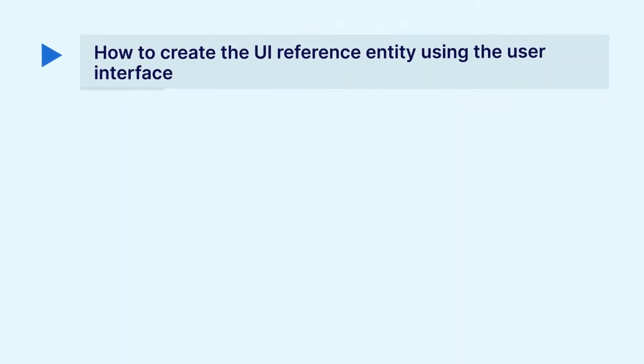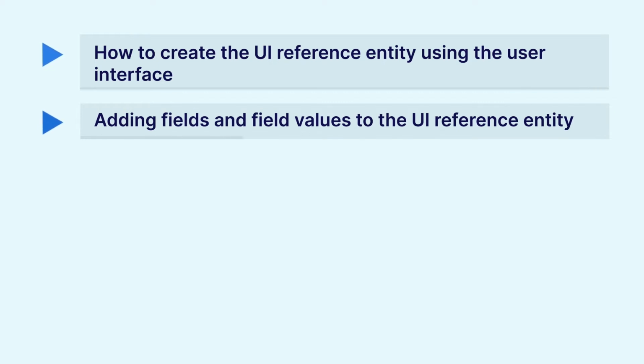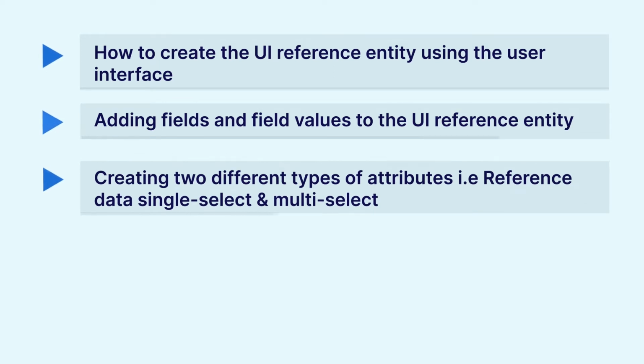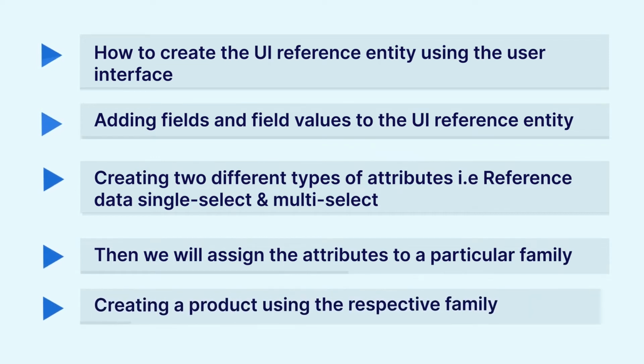So in today's video tutorial, what we'll be doing is we'll be initially creating the UI reference entity using the user interface there. Then we'll be adding fields to it, and then we'll be adding the field values to it. Apart from that, we'll also be creating two different types of attributes. One for the reference data single select and the other for the reference data multi-select. Then what we'll be doing is we'll be assigning these attributes to a particular family, and then we'll be creating a particular product using the respective family within which we have assigned these two attributes to.